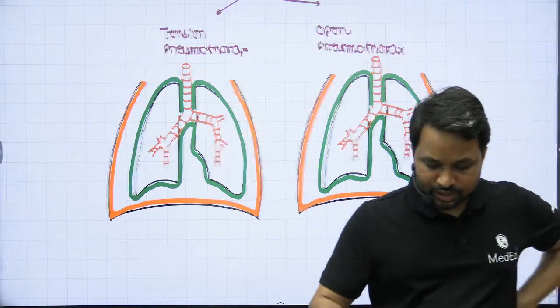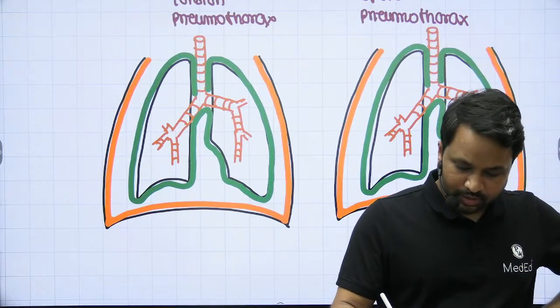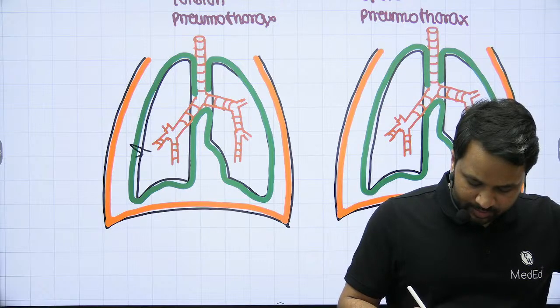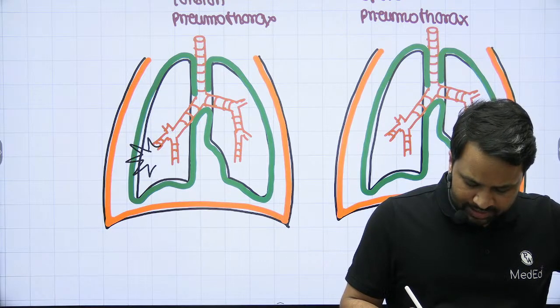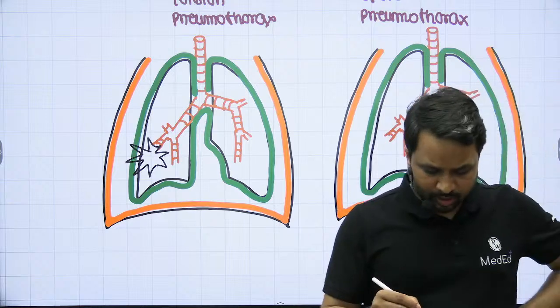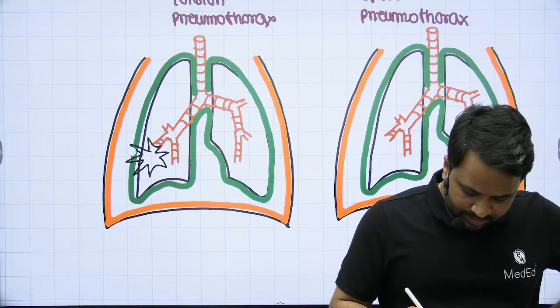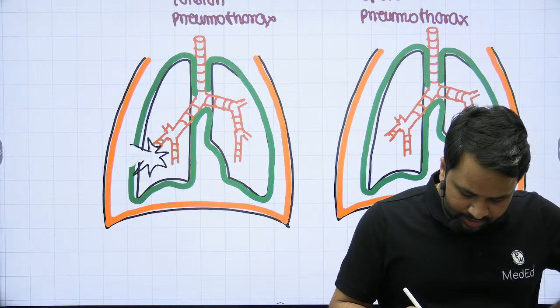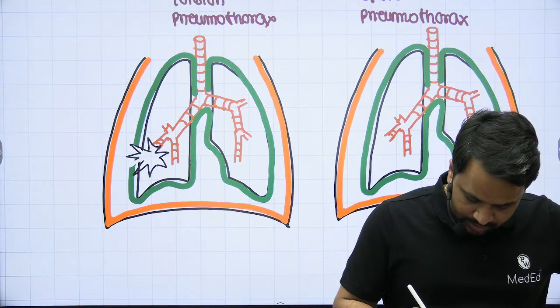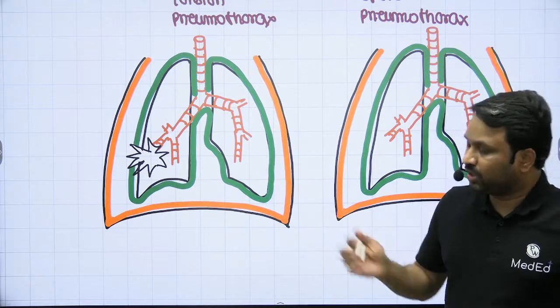So let's talk about tension pneumothorax. The injury to the lung occurs within the parenchyma. Usually it can be because of a blunt trauma. There's an injury to the lung parenchyma, and because of this injury, there is a breach in the visceral pleura as well.